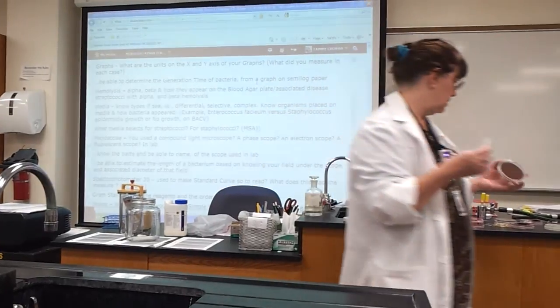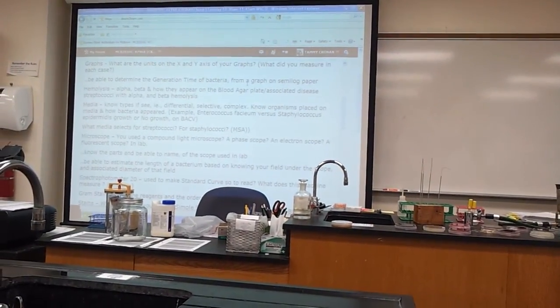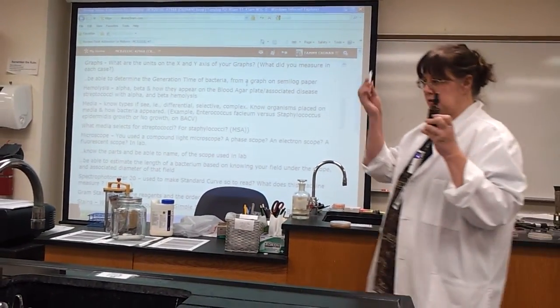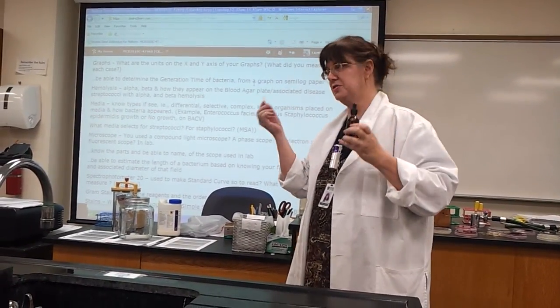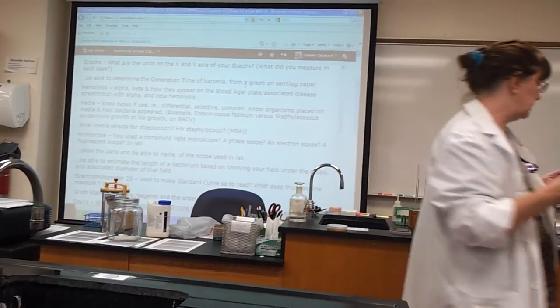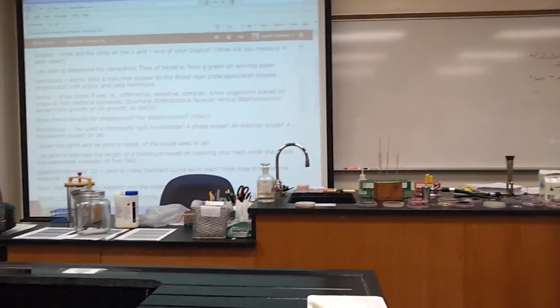Alright? So you already know two reagents right now. Oxidase. Hydrogen peroxide, this is for catalase, and of course this other one is for oxidase. And the coagulase test is just rabbit plasma.